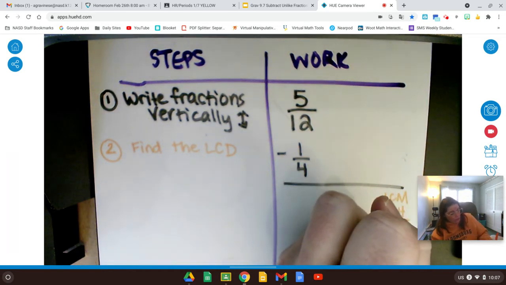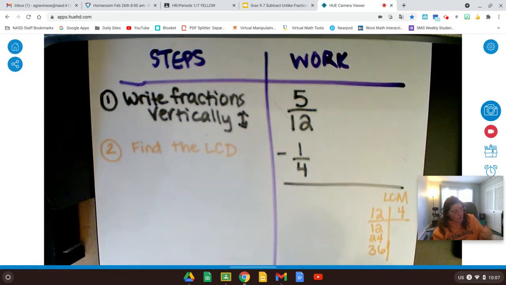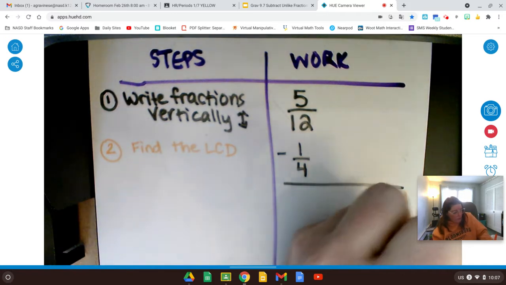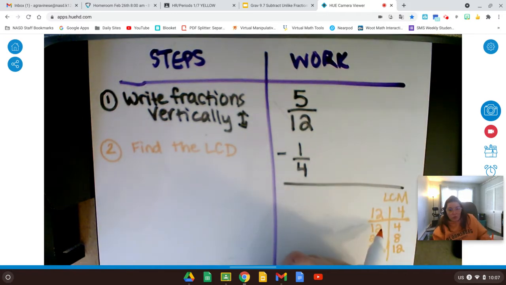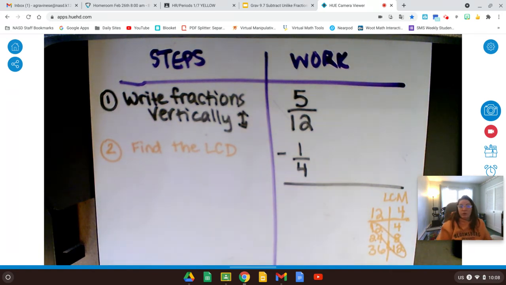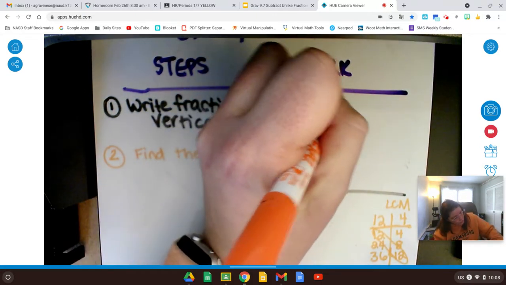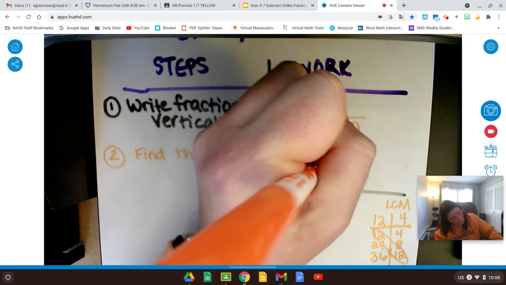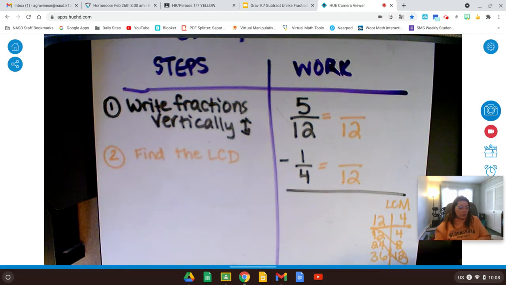So I'm going to start off with a couple of 12s. 12, 24, 36, and now I'm going to go back and do some 4s. 4, 8, 12. Oh, wait a minute. 12 is in both of my multiples. So 12 could be the common denominator, and it is the least common denominator. So I found my common denominator to be 12. So I need to set both fractions equal to 12.